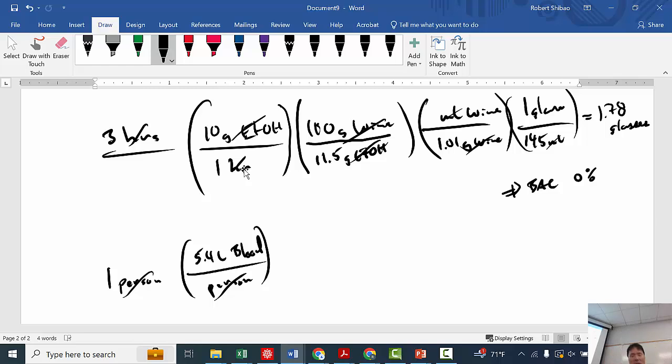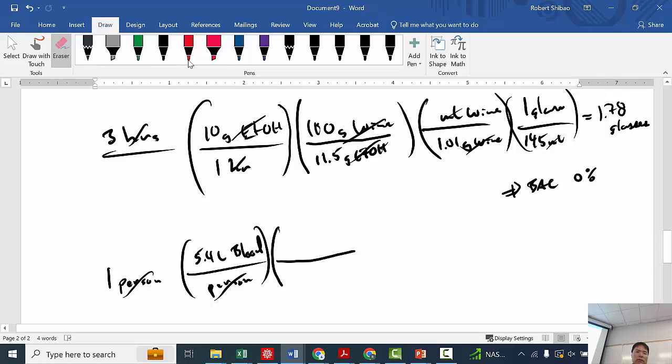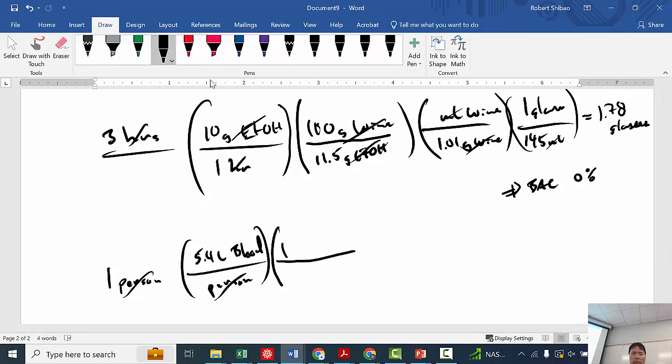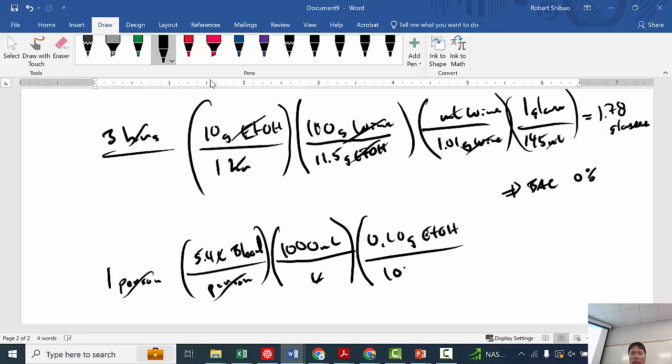We can figure out how much more alcohol we can consume to bring our blood alcohol to the limit. It depends on your volume of blood, so 5.4 liters of blood. And then we want a blood alcohol of 0.10 grams. This is per 100 milliliters. Let me convert from liters to milliliters: 1,000 milliliters per liter. This gives us milliliters of blood. And then we're allowed 0.10 grams of ethanol for every 100 milliliters of blood. And so that gives me grams of ethanol.